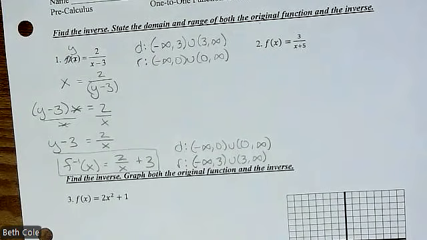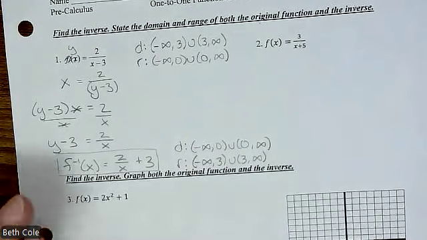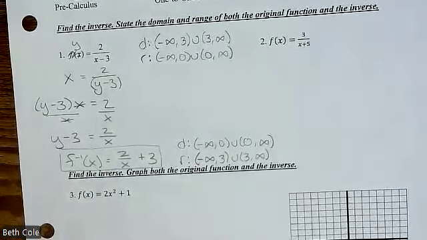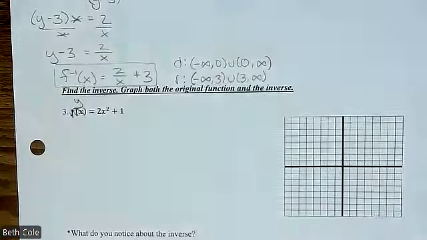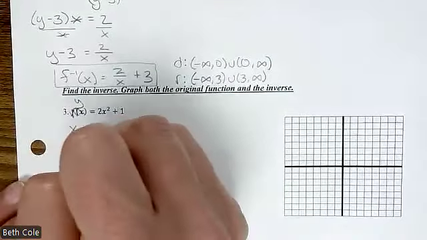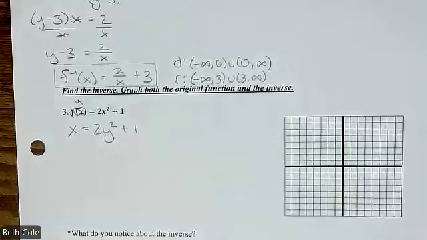So this is what we did last time. Find the inverse, and then we're going to graph both of them, and they're going to reflect over that line y equals x. So first, let's go ahead and scribble out f of x. We'll call it y, and we're going to switch x and y. Everything else stays where it is.